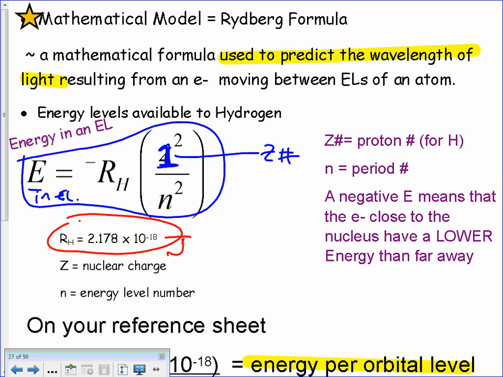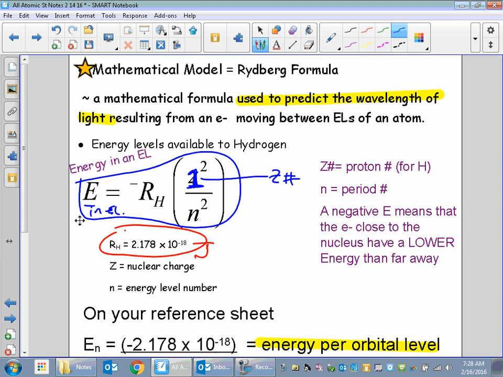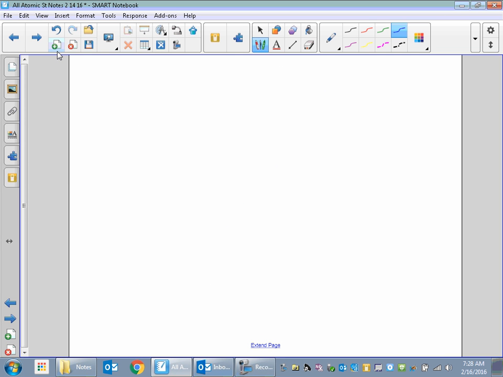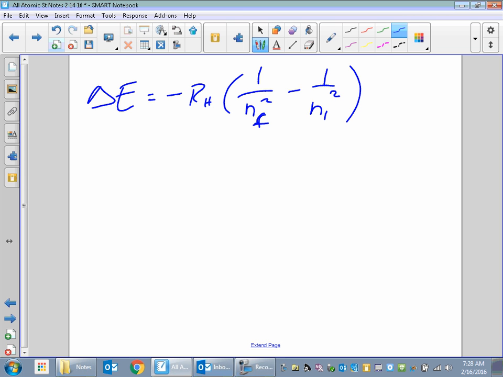So what we're going to do is compare them. I will write this on the second page. We look at the two different energy levels to calculate the energy difference between them. So the change in energy is equal to the negative RH value times 1 over N final squared minus 1 over N initial squared. That is the equation you will use extensively. You'll use that in your lab today too.